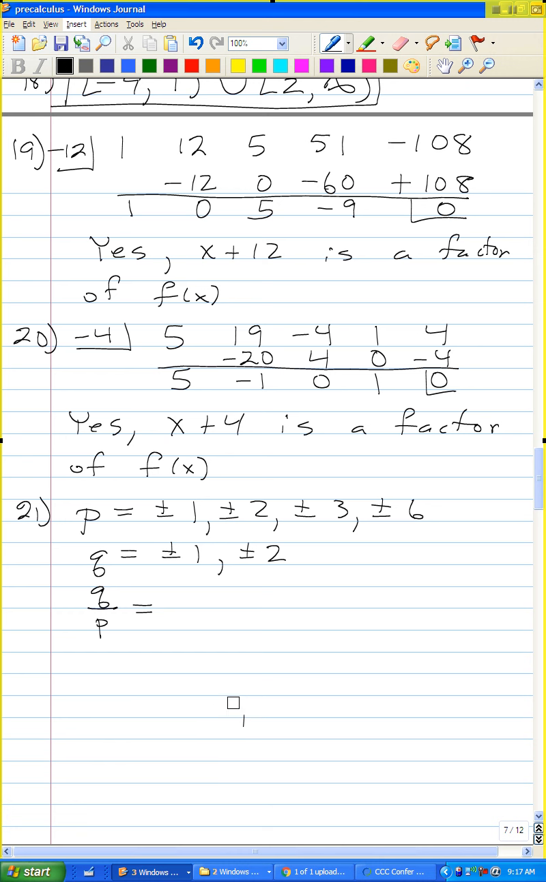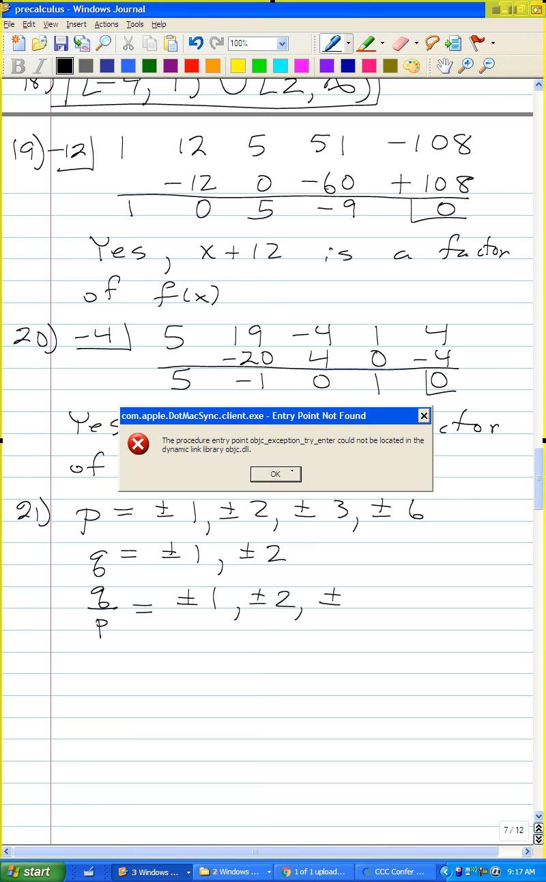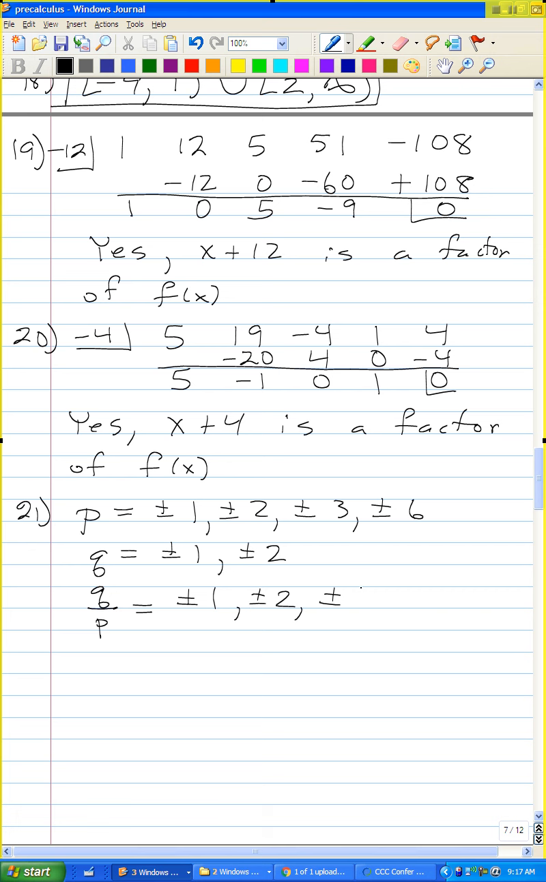So let's do that. The factors are, well, I can divide everything by 1, so that's plus or minus 1, plus or minus 2. I can divide everything by 2, so that's plus or minus 1 half. 2 divided by 2, well, I don't have to do that. Plus or minus 3 halves.